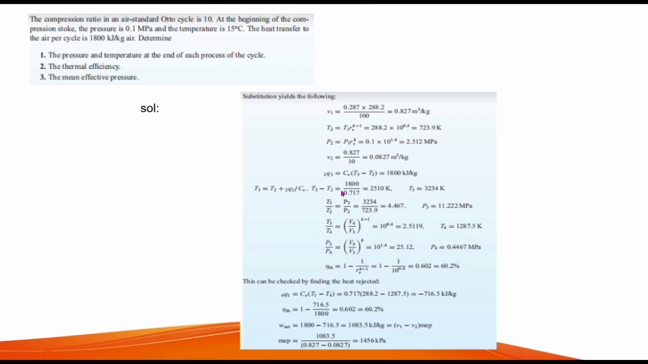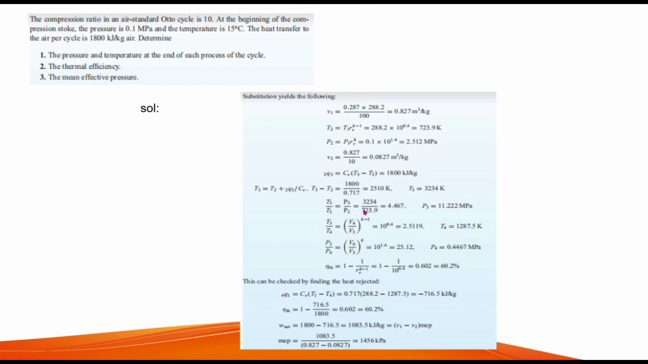So substituting our givens here, we have 1800 kilojoules per kilogram over 0.717. We have the value of 2510 Kelvin. And then we have the value for T3 here, which is 3234 Kelvin.